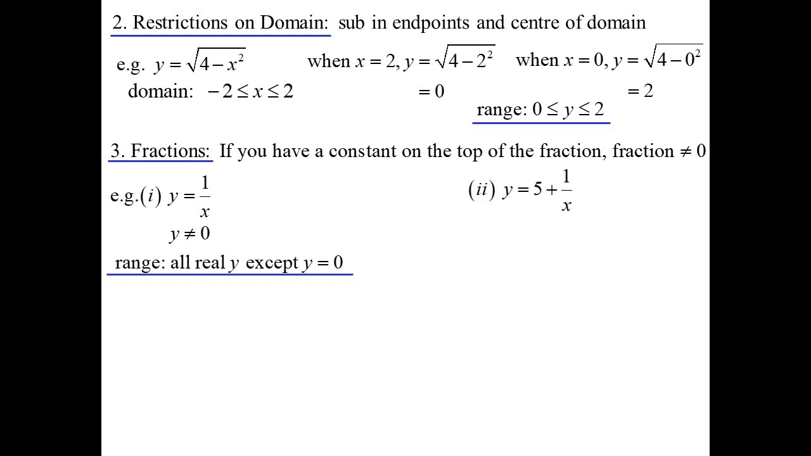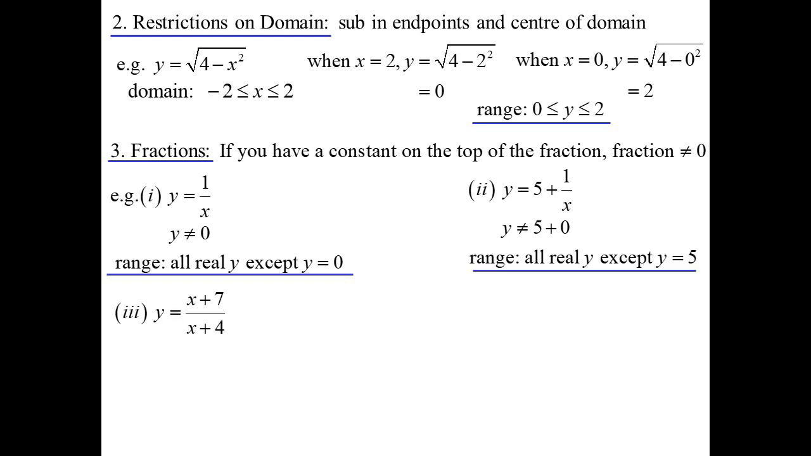5 plus 1 on x, well, the fraction can't equal 0, so I can never get 5 plus 0. So I'll rule y except y equals 5. Ooh, okay, that doesn't have a constant on top. X plus 7 on x plus 4.